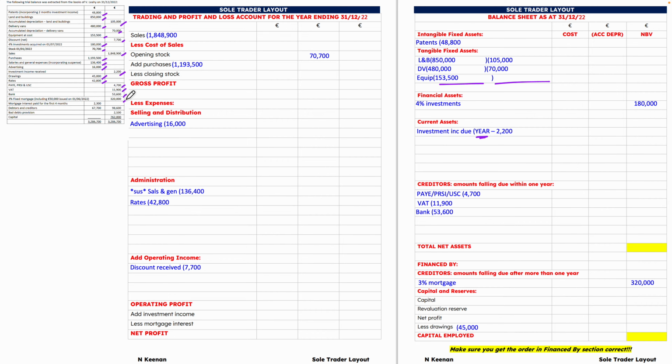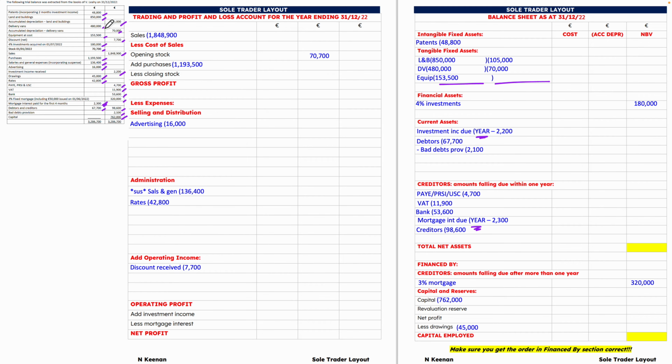Then you've got your 3% mortgage, 320,000. Then you've got your mortgage interest paid for the first 4 months. So you've got whatever the amount is for the year, and then minus what it's saying that we've paid up here. So in this case, it's 2,300. Then we've got our debtors, 67,700. Then we've got our creditors, 98,600. Then we've got bad debts provision, which is 2,100. And then we've got capital, 762.